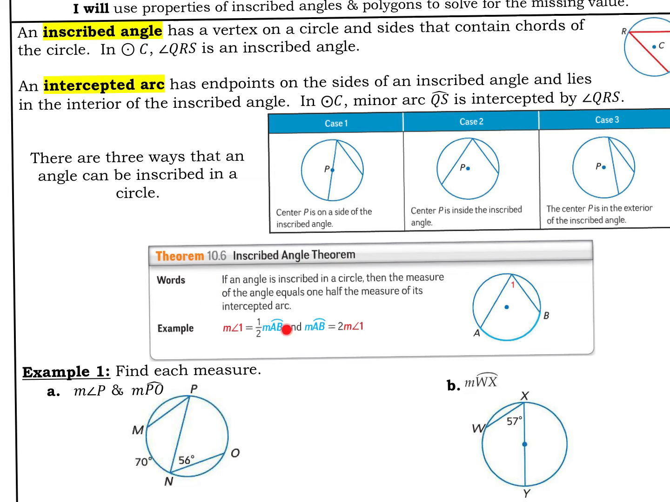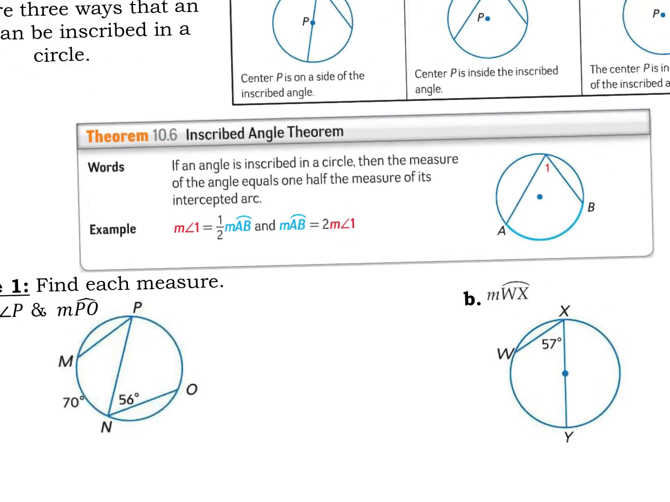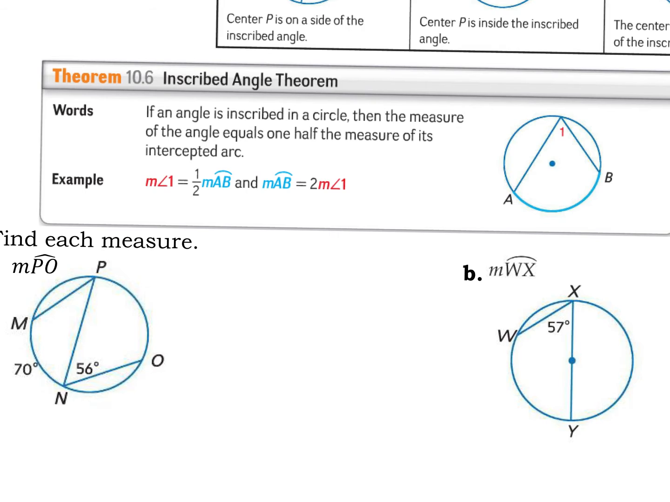And then we have this theorem 10.6 called the inscribed angle theorem. It says if an angle is inscribed in a circle, then the measure of the angle equals 1/2 of the measure of its intercepted arc. So measure of angle 1 back here is an inscribed angle. The intercepted arc AB is going to be twice that of angle 1. So this value will be half of this, or this value will be double that of this, however you want to think about it.